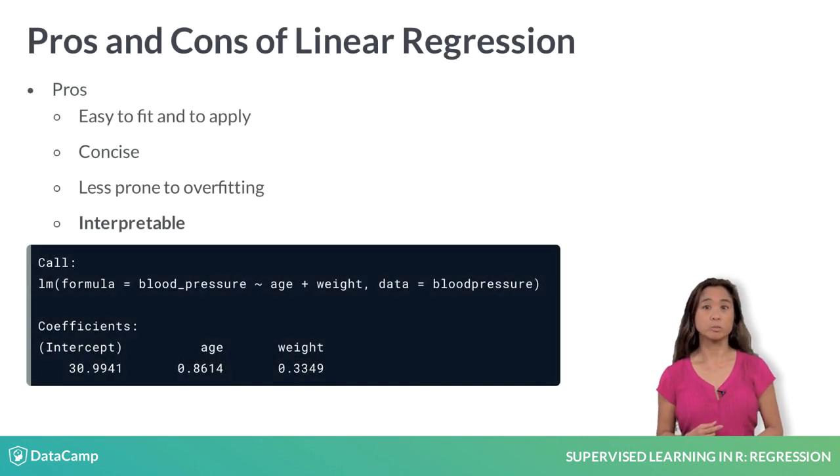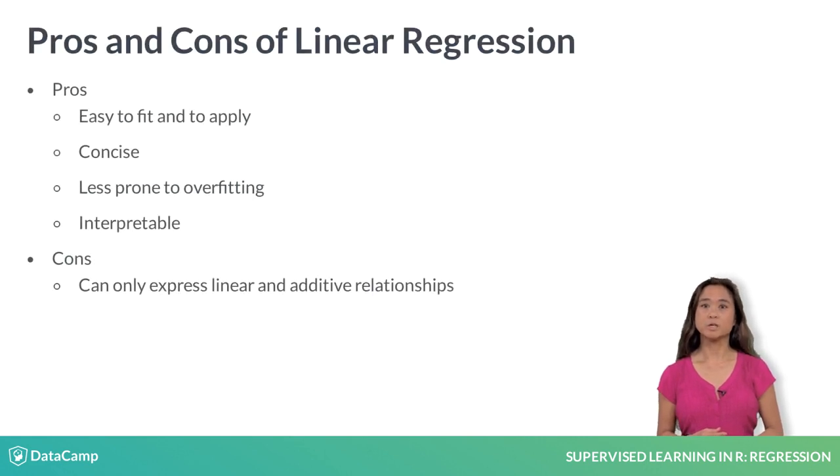They are also somewhat interpretable. As an example, here we show a model of systolic blood pressure as a function of age and weight. The coefficients of the model are both positive, telling us that blood pressure tends to increase as both age and weight increase. The primary disadvantage of linear regression is that it can't express complex, nonlinear, or non-additive relationships in the data. In data where the relationships are highly complex, linear regression will not predict as well as other models.